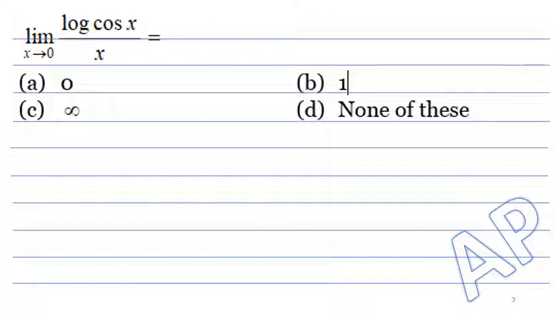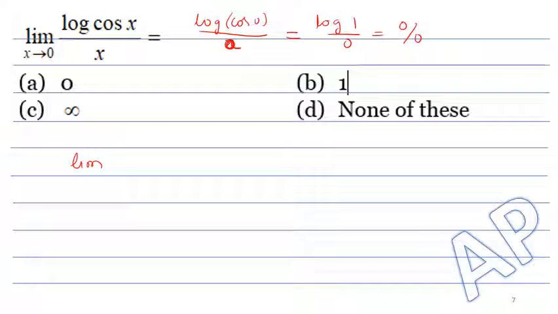Limit as x tends to 0 of log cos x by x is equal to, as usual we have 4 options. When you put x is equal to 0, you get log of cos 0 divided by 0. So log cos 0 is log 1 by 0, log 1 is 0, so we have 0 by 0 form. Here in this problem also we can apply L'Hopital's rule.